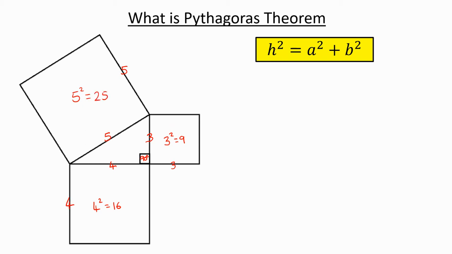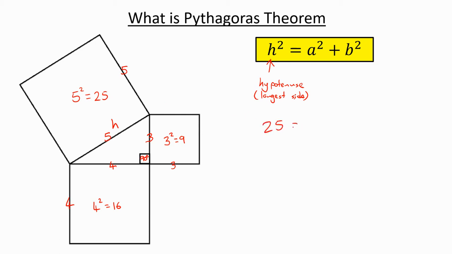Now, if we look here at Pythagoras' theorem, it says h squared. What h stands for is the hypotenuse. And the hypotenuse is always the longest side in a triangle like this, the longest side in a right angle triangle. So this side here is our hypotenuse. Now h squared, 5 squared, which we've got over here, is 25.